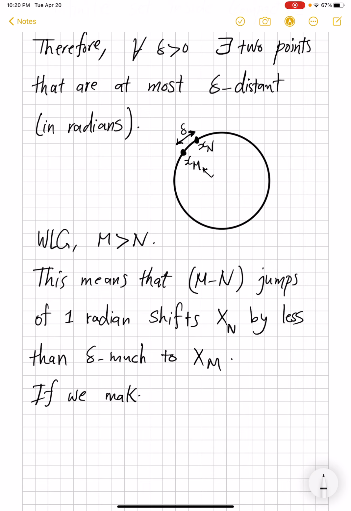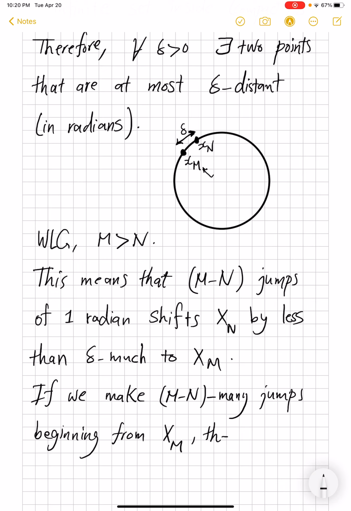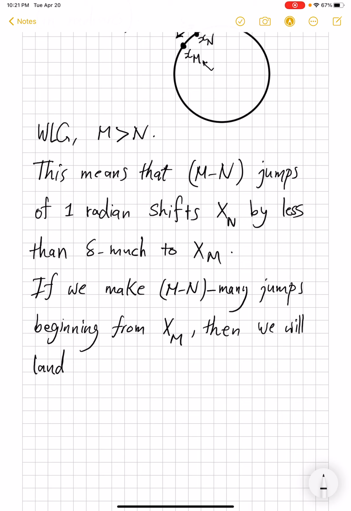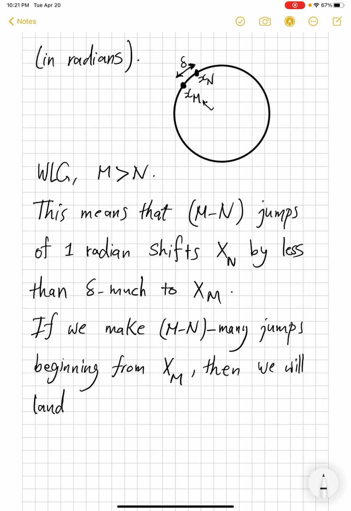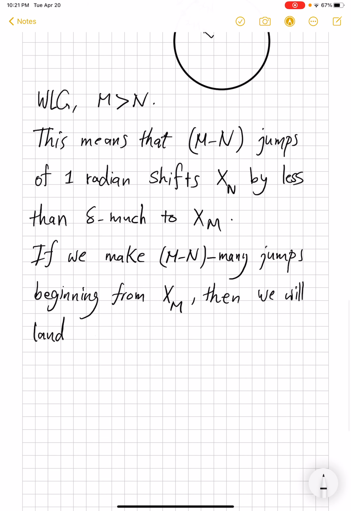if we make m minus n many jumps beginning from xm, then we will land exactly equal to the previous amount, but let's actually be content with the fact that we will land delta away. So suppose that this is actually equal to delta, so their distance, not just less than delta. We can always rename delta to the precise difference that they have along the arc.